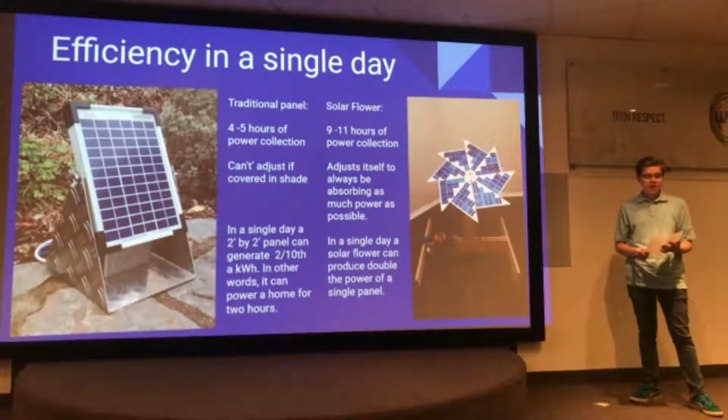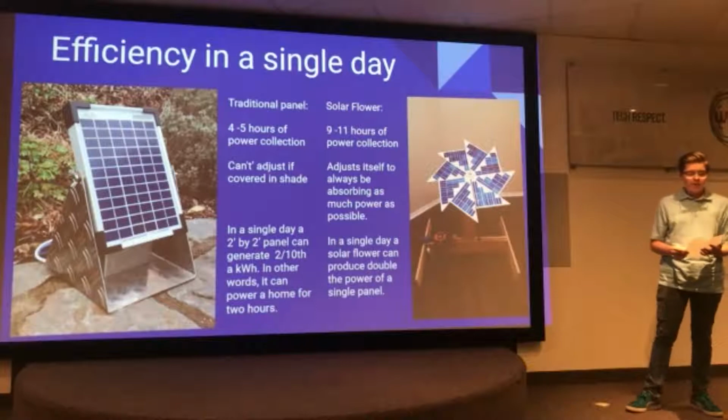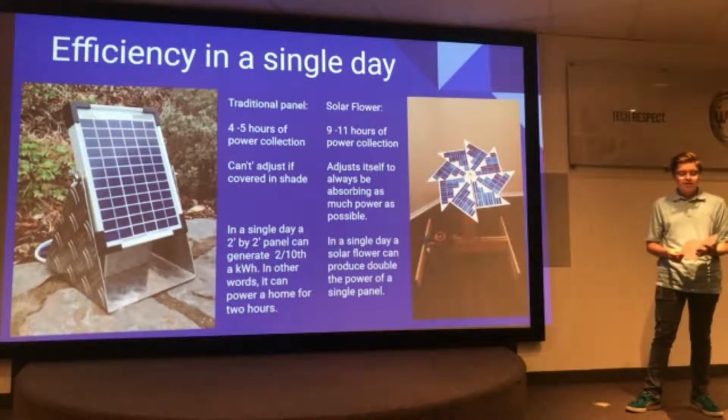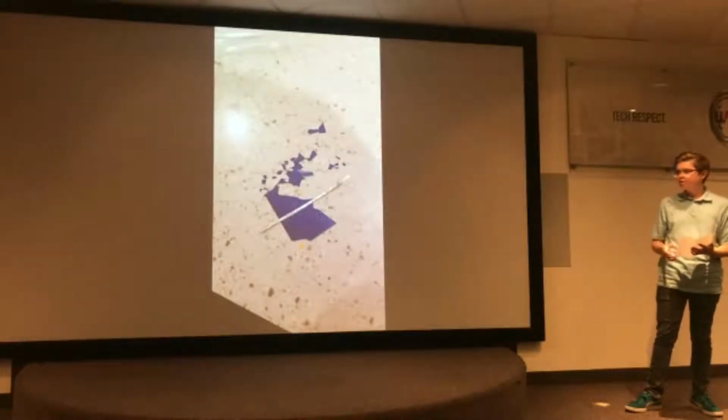Typical solar panels collect power with an average of 4 to 5 hours a day. In a single day, the sun is out for around 11 hours. With this panel, depending on positioning and surroundings, it can be collecting power for the entire 11 hours, which is about double compared to traditional solar panels.